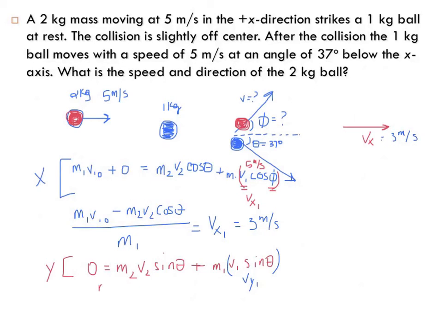So that becomes m2 v2 sine theta. This should actually be a phi, since it's a different angle. All divided by m1. Put all of your numbers in, and you should get 1.5 meters per second for my velocity in the y direction. Again, that is only this piece.